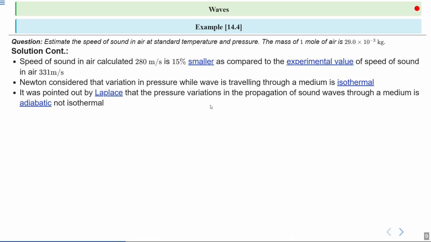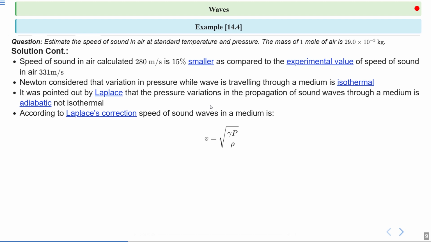So it was pointed out by Laplace that the pressure variations in the propagation of sound waves through a medium are adiabatic, not isothermal. Adiabatic means that in the process no heat exchange occurs. It means the exchange of heat, delta Q, equals 0.